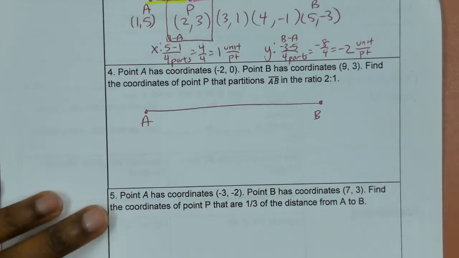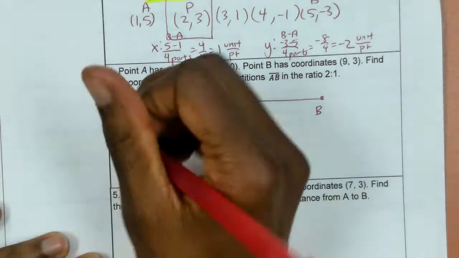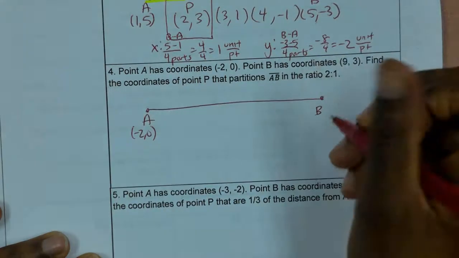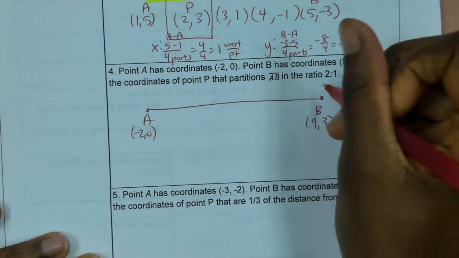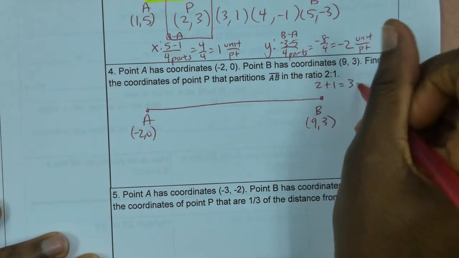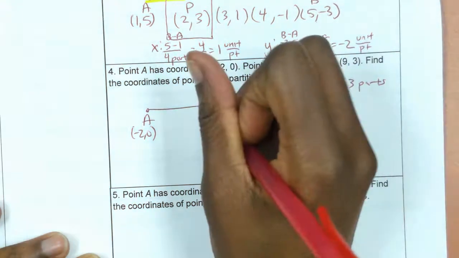Okay, for number 4, A has the coordinates of negative 2, 0. B is 9, 3. Find the coordinates of P that partitions it into a 2:1 ratio. So 2 parts before, 1 part after, for a total of 3 parts.